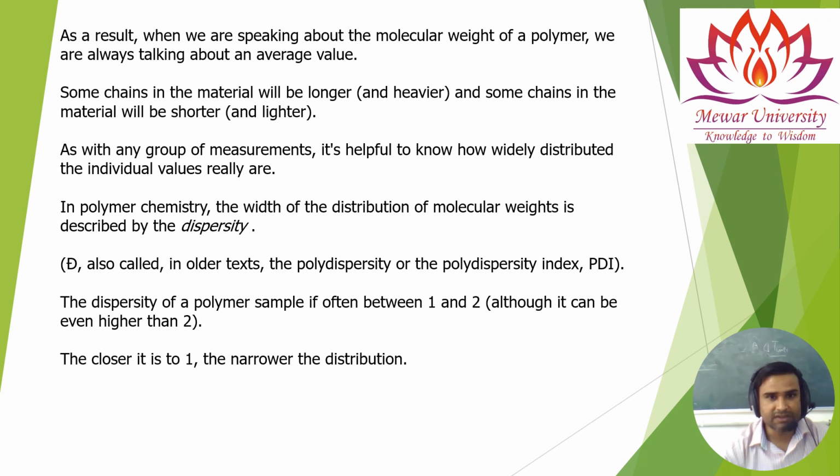So when we speak about the molecular weight of a polymer, we are always talking about an average value. Some chains in the material will be longer and some will be shorter. Those that are longer have heavier molecular weight and those that are shorter will have lighter molecular weight. As with any group of measurements, it is helpful to know how widely distributed the individual values really are. In polymer chemistry, the width of the distribution of molecular weight is described by the dispersity. Dispersity is denoted by the symbol D, also called, in older texts, polydispersity.